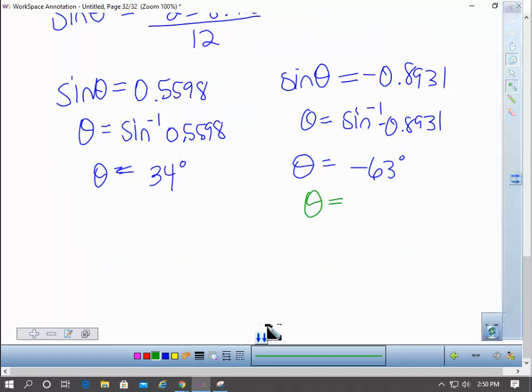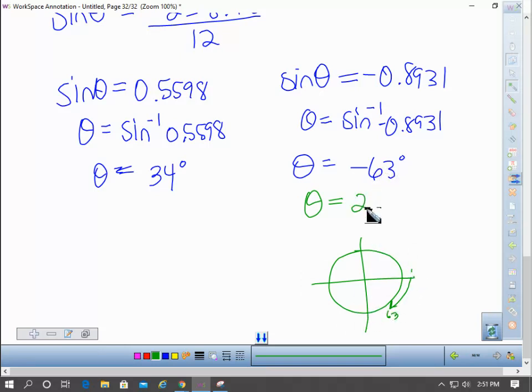Think about in the unit circle, if I go negative 63, what is that in the positive direction? All right, so just add 360 to that, and you're going to get 297. Okay, but that's still only 2 answers. So now I've got to think about where my other 2 answers are happening. Where is there another angle that has a sine value of 0.5598?